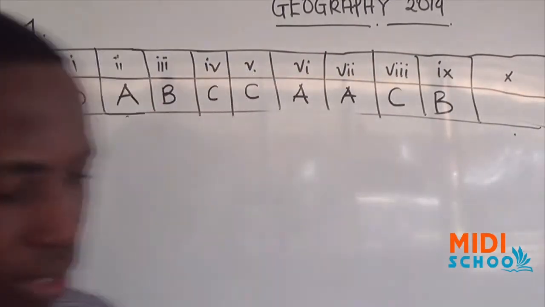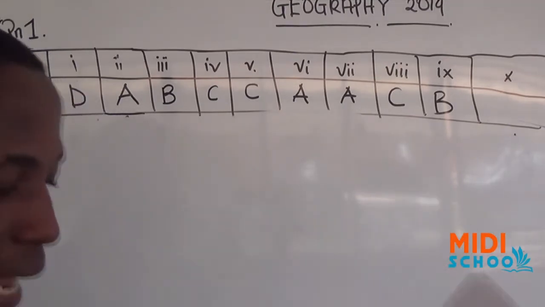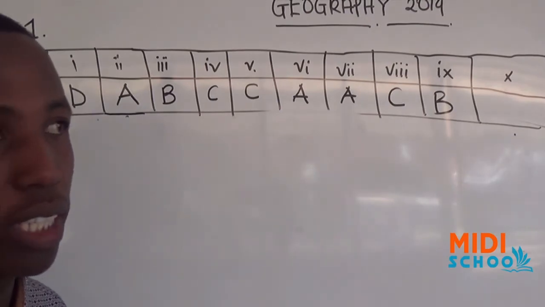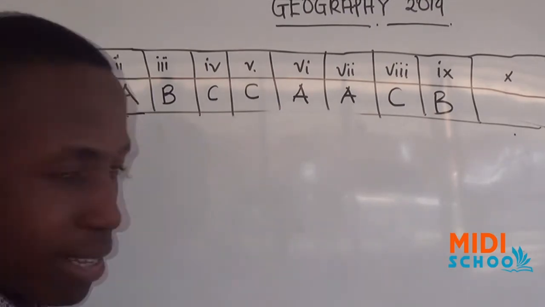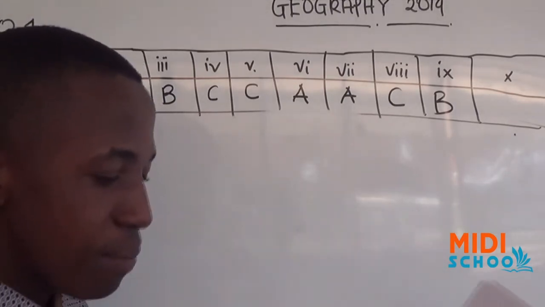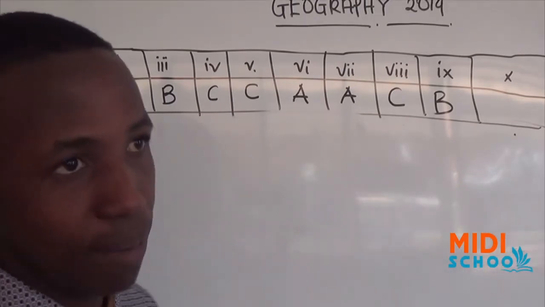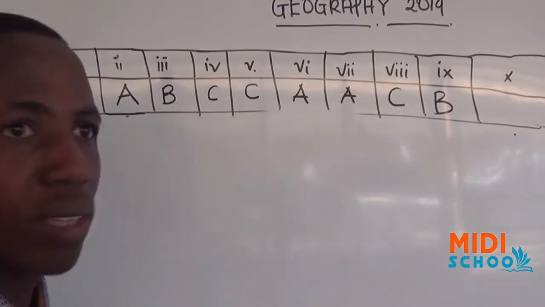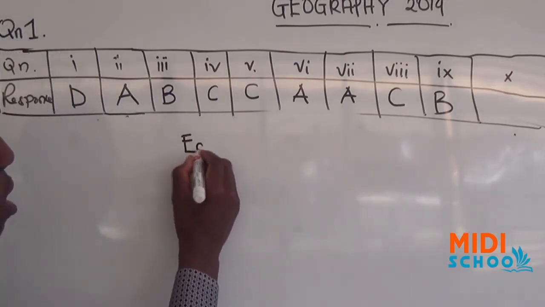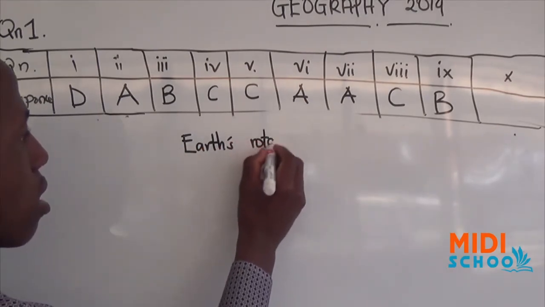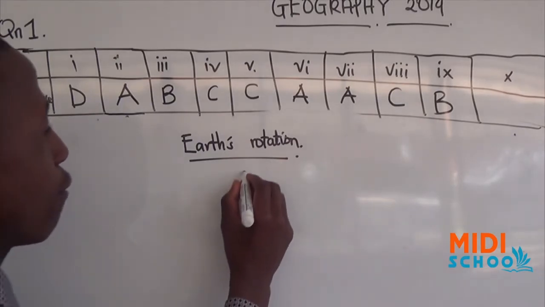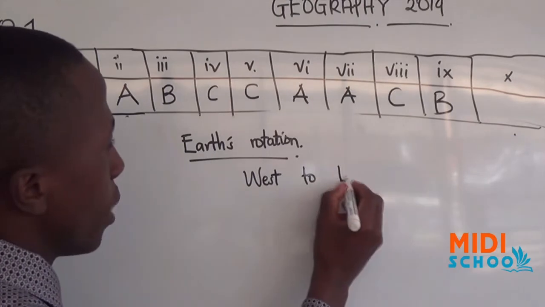Okay, our last question asks: the time increases by 4 minutes for every 1 degree of longitude when one travels from: A, north to south; B, east to south; C, west to south; D, west to east. And the phenomenon of time is explained by Earth's rotation. And Earth rotates from west to east.